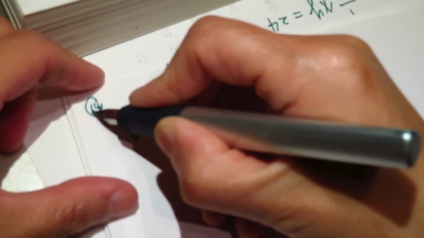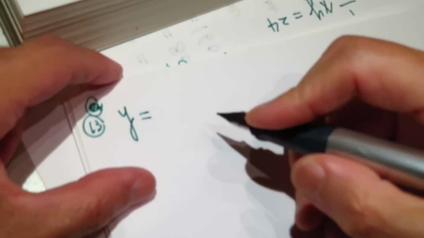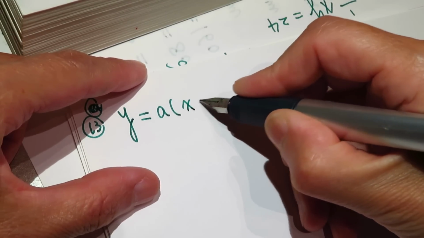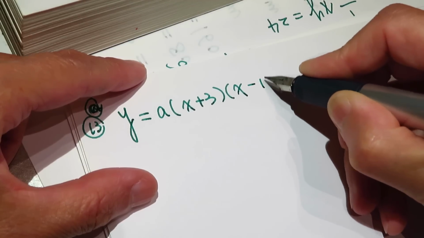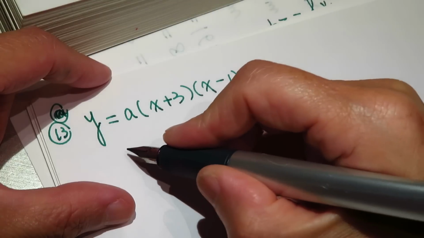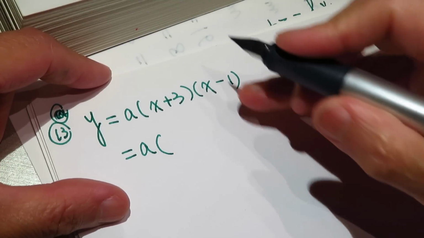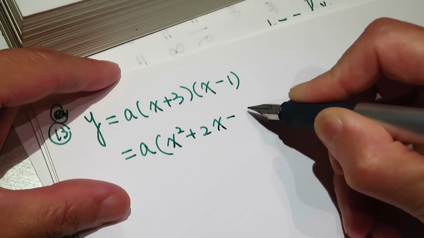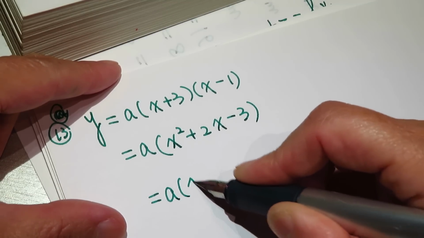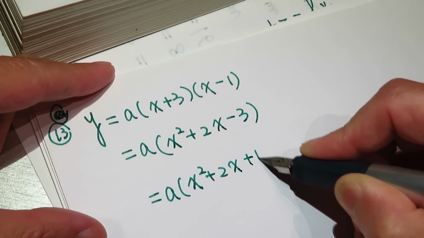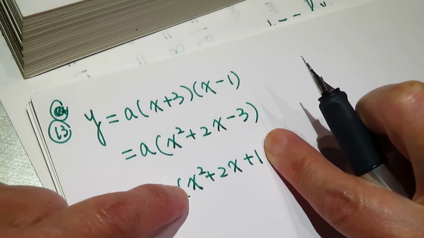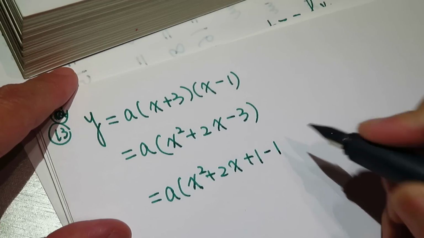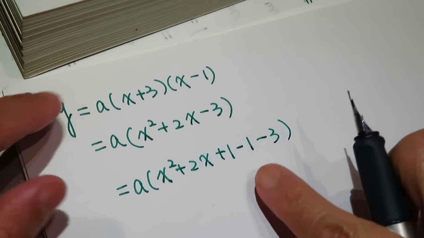Y equals a times (x plus 3) times (x minus 1), and we change it into vertex form. First, we need to do the multiplication: x squared plus 2x minus 3, so a(x squared plus 2x plus 1), so that we can make it into a vertex form. We add 1, we need to subtract 1, subtract 3, so we didn't change anything.